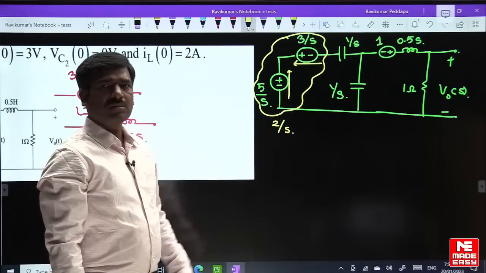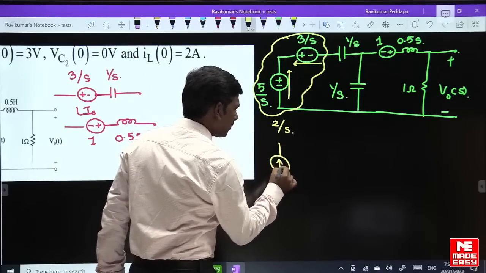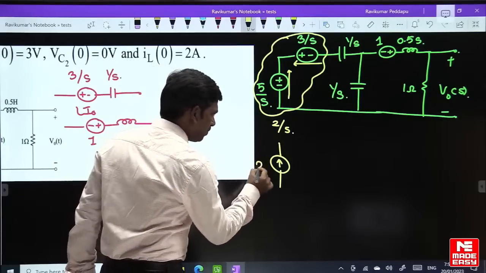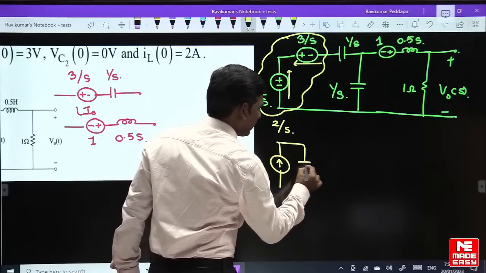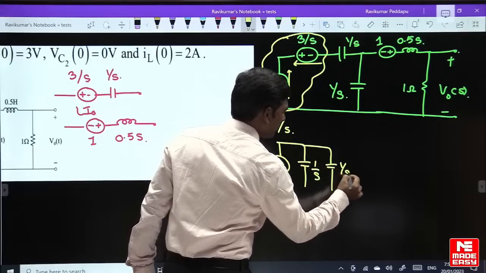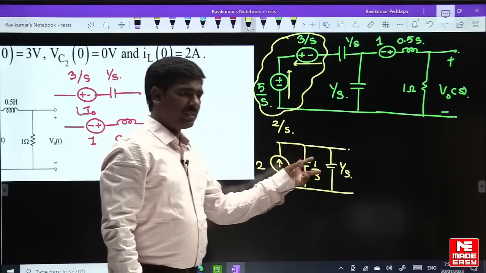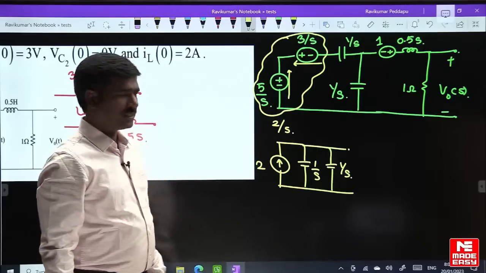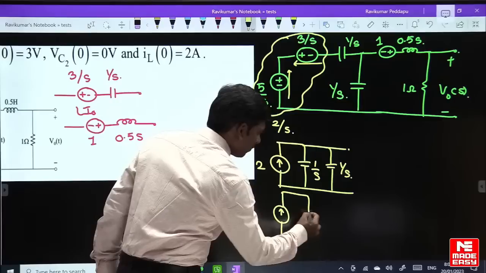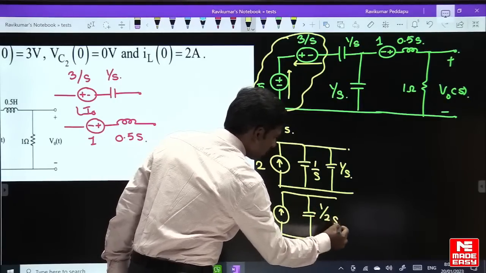Now convert to a current source. The current source value is 2 by S divided by 1 by S, which is 2, in parallel with 1 by S, in parallel with 1 by S. Up to this, 1 by S in parallel with 1 by S is 1 by 2S. So it becomes 1 by 2S, with 2 amperes.